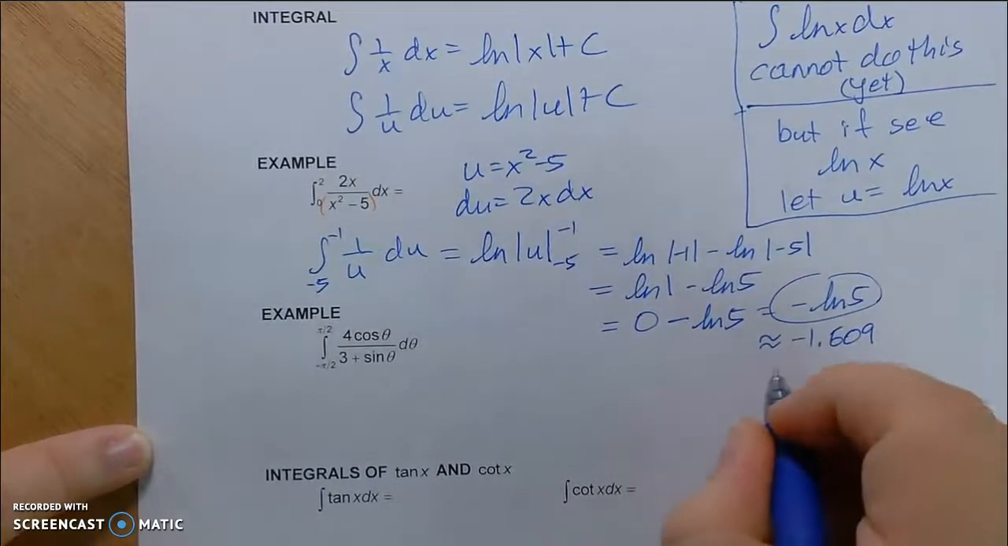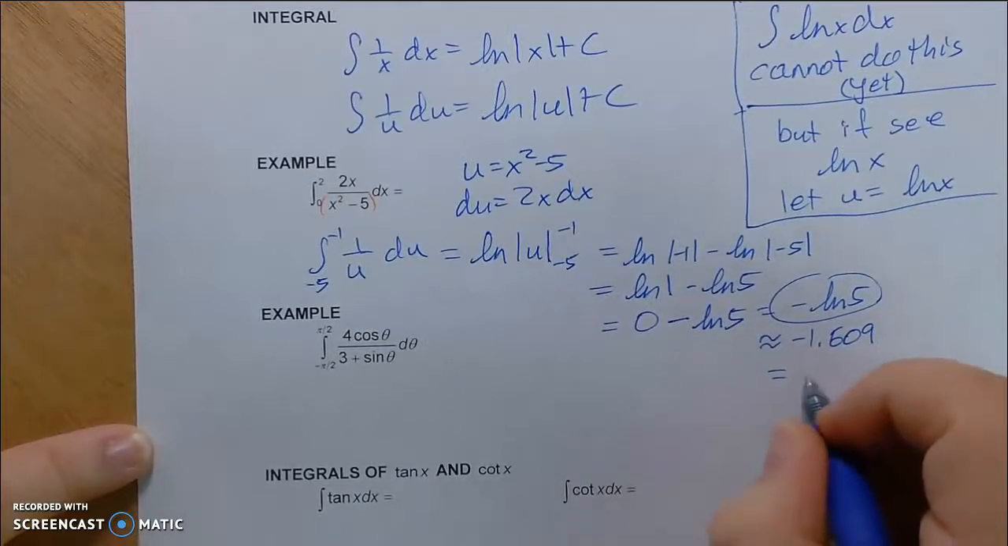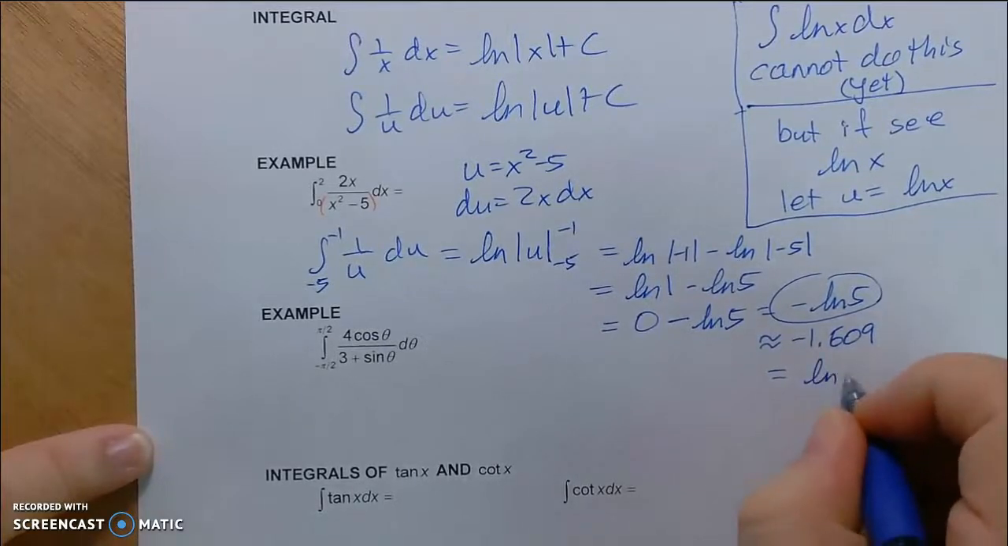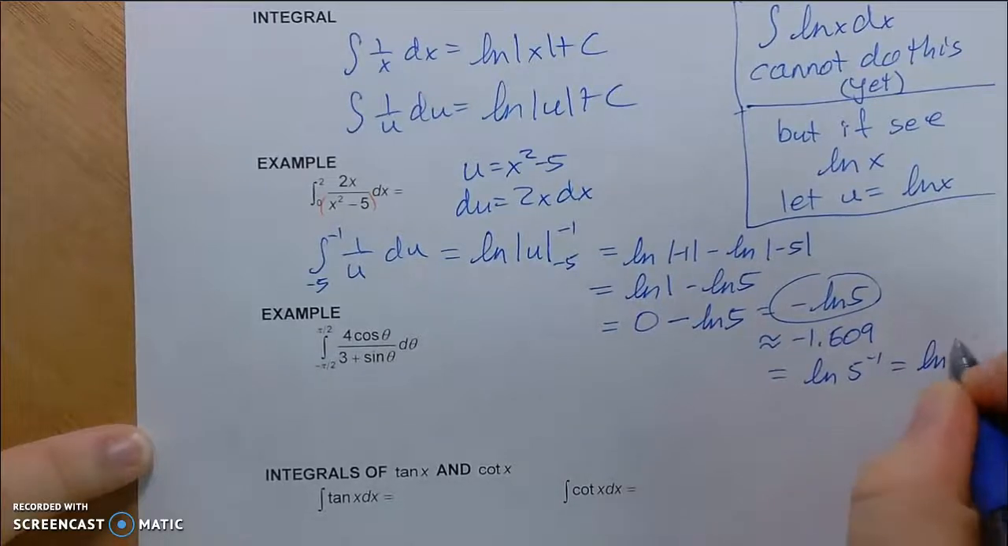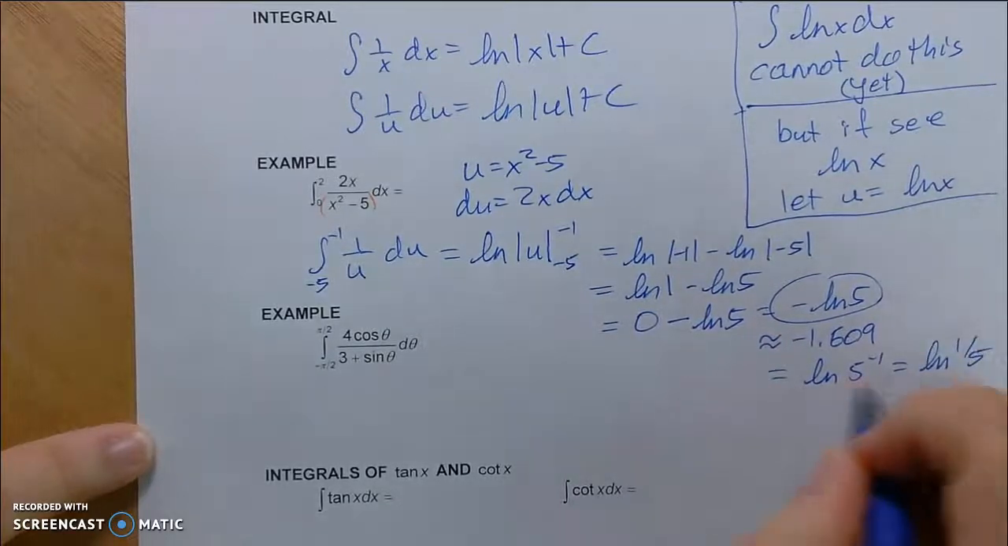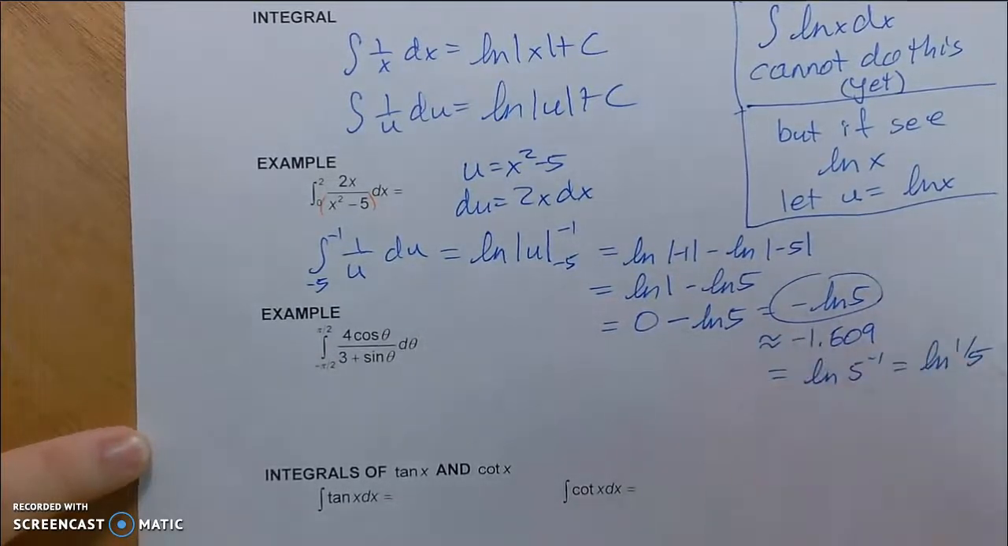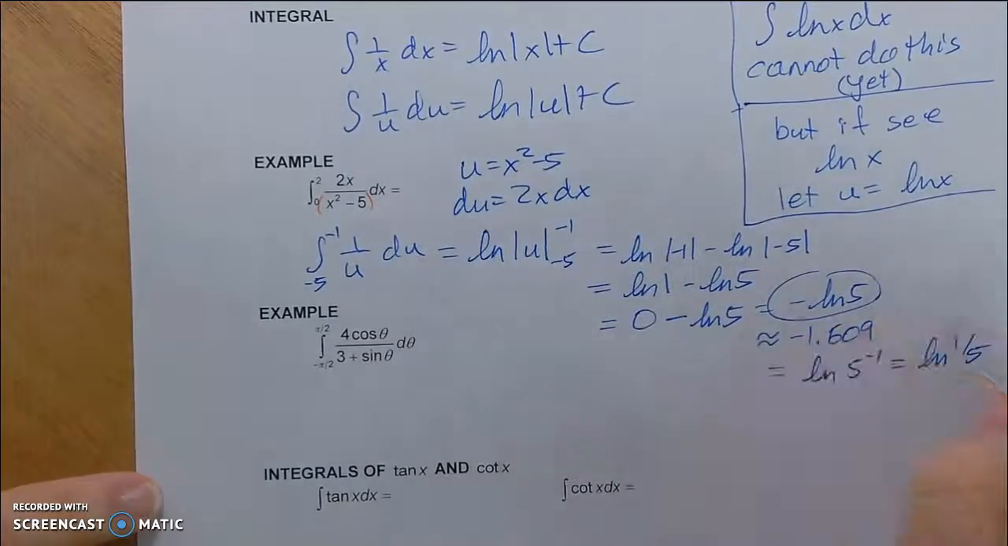You might also use your properties, and you could do natural log of 5 to the negative 1, which is also equal to the natural log of 1/5. So somebody else might have a different answer, the book might have a different answer, but it all is the same thing, just looks different.